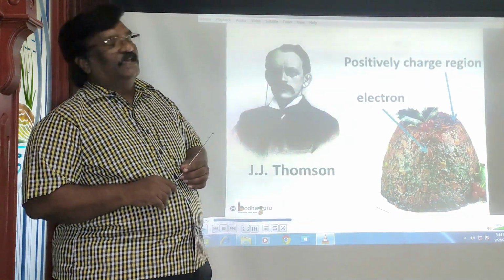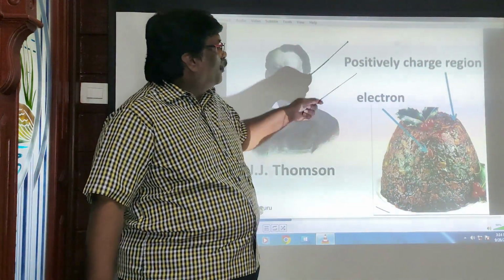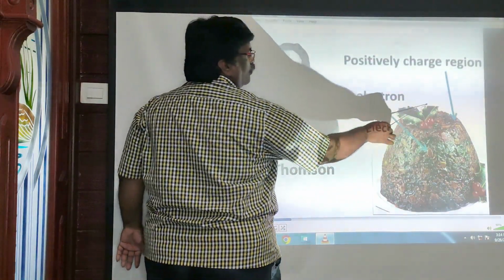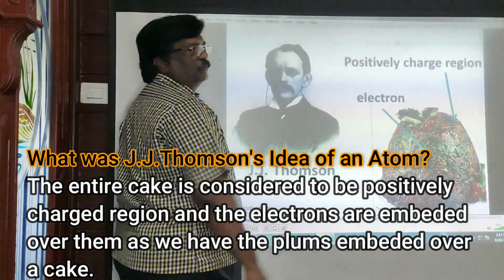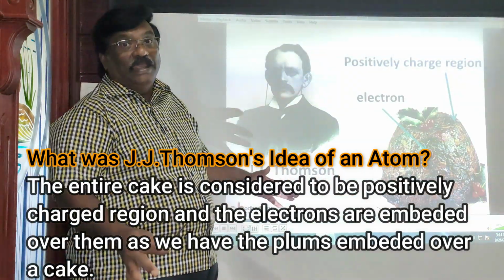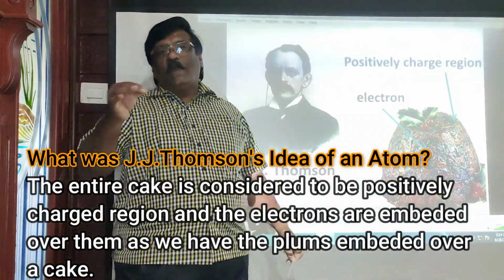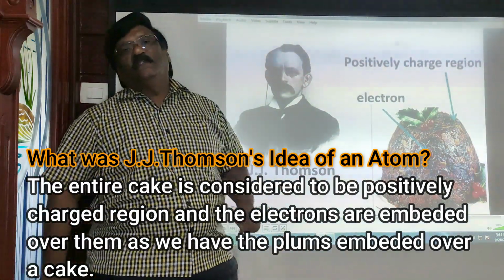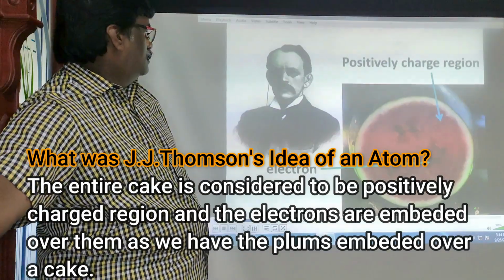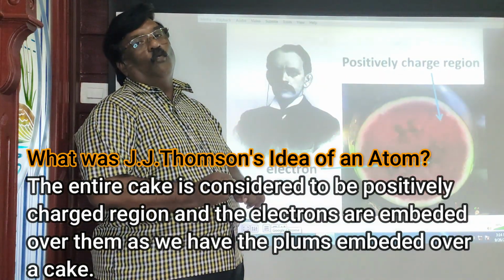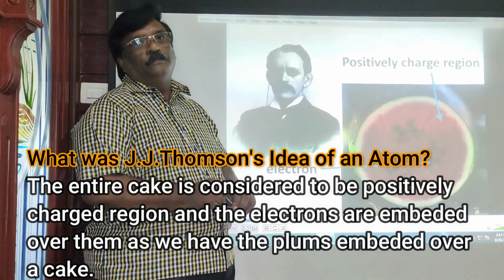What is it being compared to? He is saying that the cake is a positively charged region. The entire cake is considered to be a positively charged place where the electrons are embedded on its surface. So J.J. Thomson also says it to be a watermelon model of an atom.